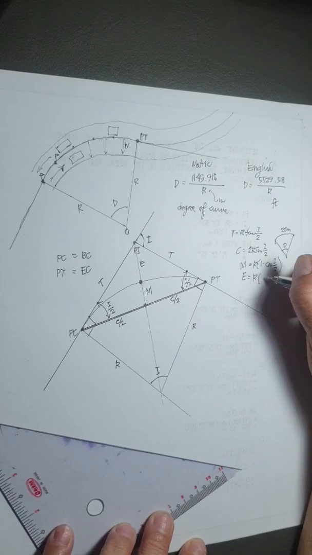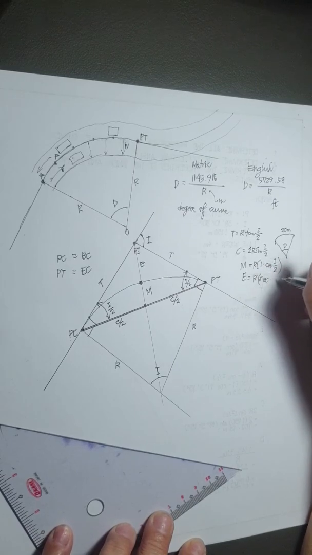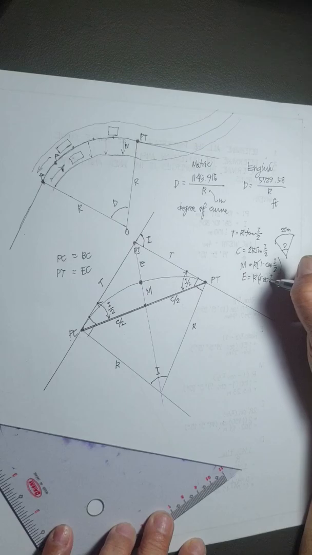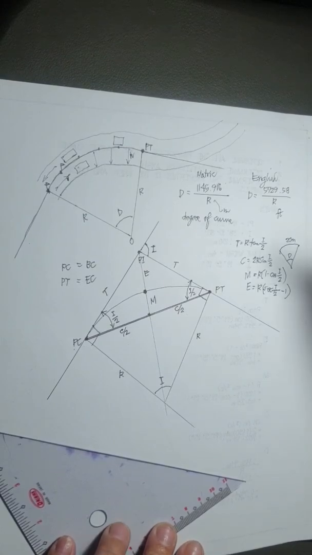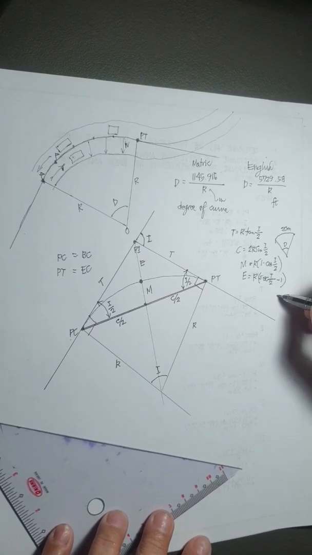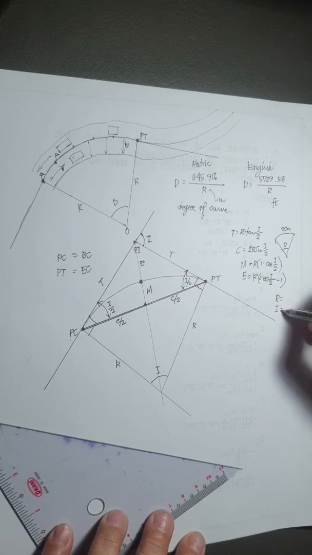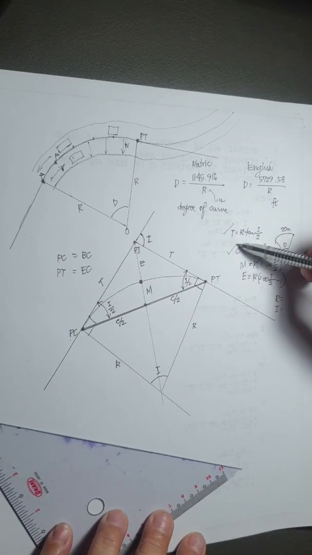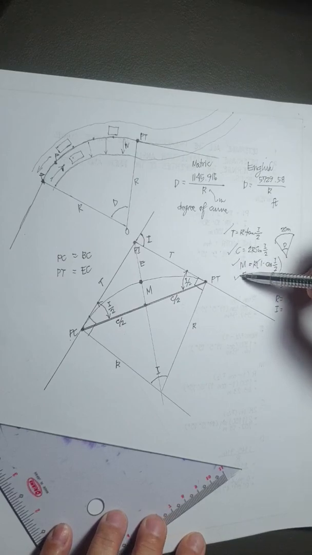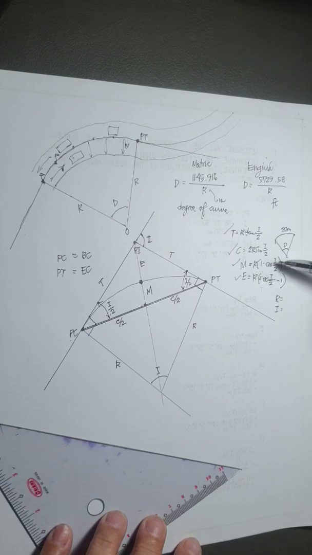Medyo nawala na ako sa alignment. E is equal to R times secant I over 2 minus 1. So, kapag binigyan ka ng given, if you are given the R and the I, you can readily solve for your tangent, your chord, your middle ordinate, your external ordinate. Diba? Kasi lahat sila, R and I lang ang kailangan.